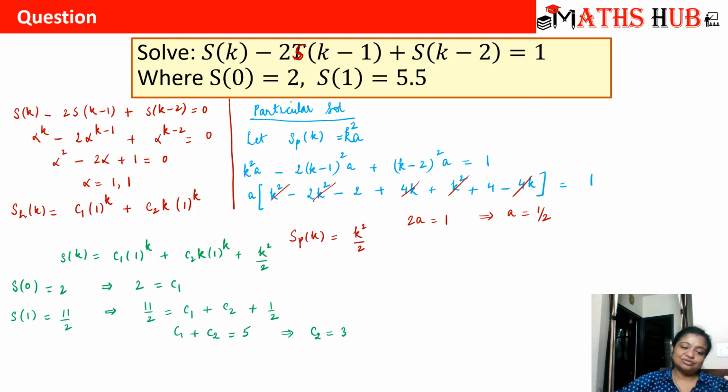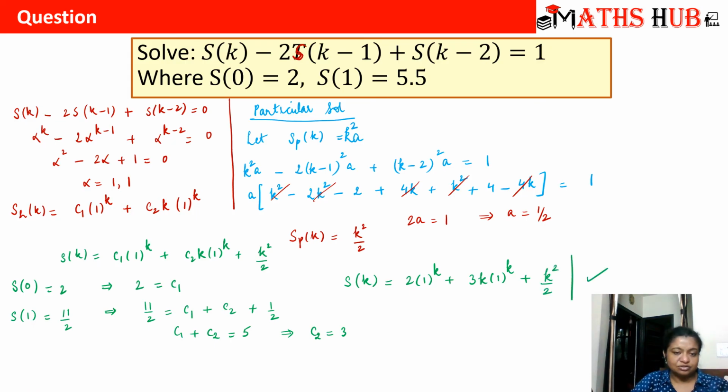Right? So from here, finally, what is my solution then? It is 2 into 1 raised to power k plus 3 into k times 1 raised to power k plus k square by 2. So this becomes your final solution, right?